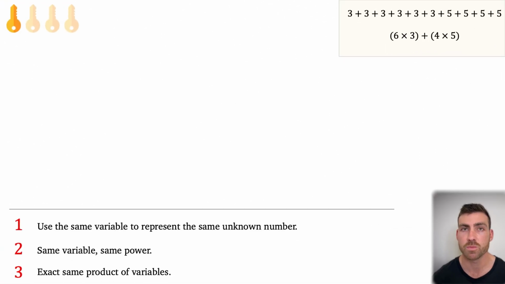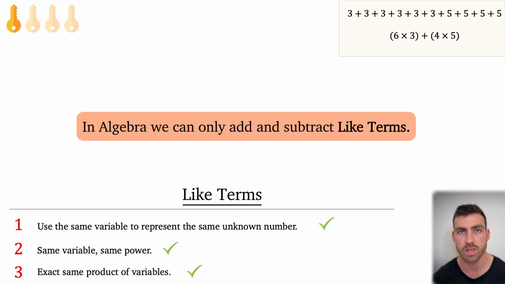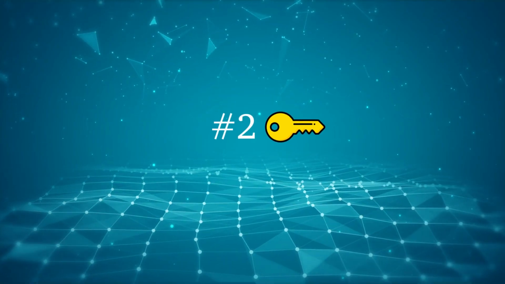If algebraic terms tick these 3 boxes, we call them like terms. In algebra, we can only add and subtract like terms. Now, one of the most important skills in this video is to successfully identify your like terms. Let's master this in the second key.